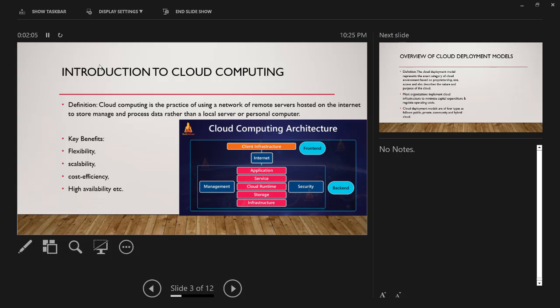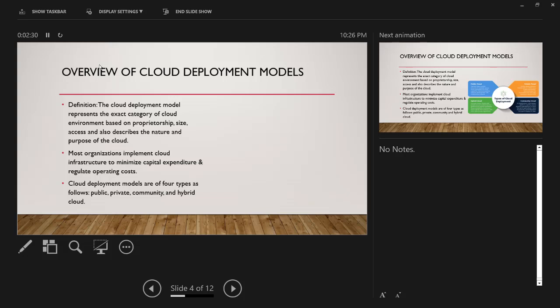If you look at the infrastructure, you notice that the backend is managed by the cloud service provider, which involves the application, the services, the storage, and infrastructure. But on your own side, you only manage the client's infrastructure side, which has to do with your configurations and connectivity.